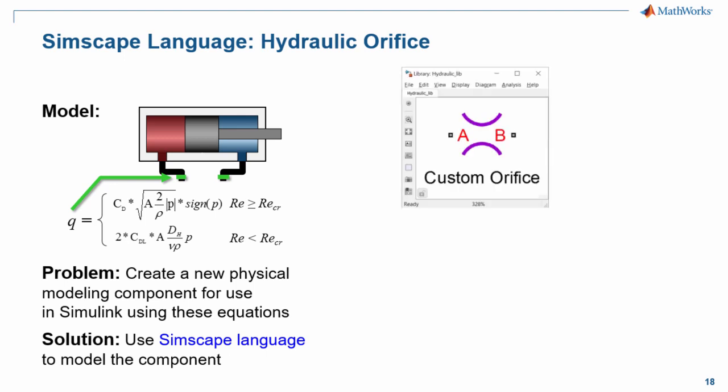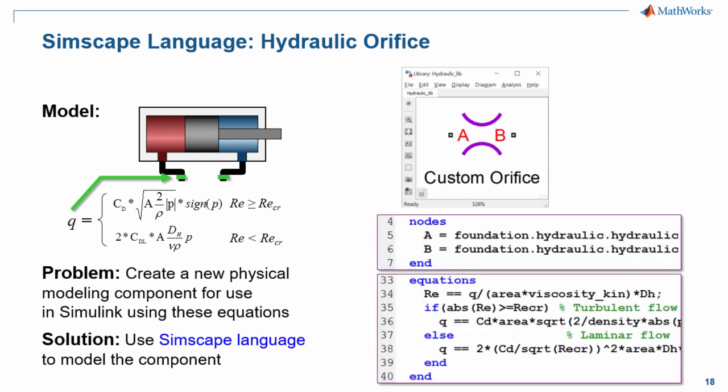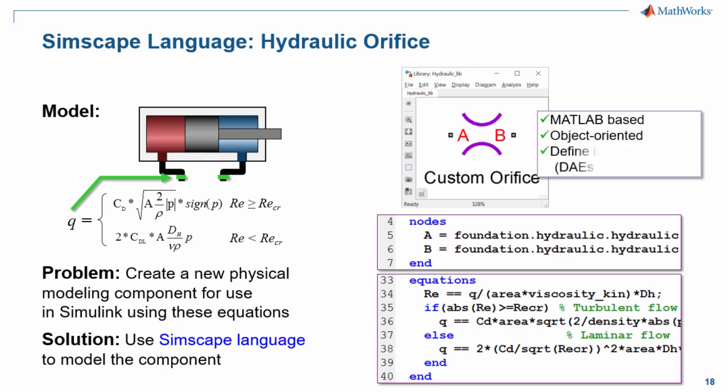The component we create will look like this. It will have two hydraulic ports for this orifice. Looking at a portion of the Simscape language code, we can see that the code is MATLAB-based, it's object-oriented, and allows us to define implicit equations, which can include DAEs and ODEs. I'll now switch over to the model so you can see what this looks like.